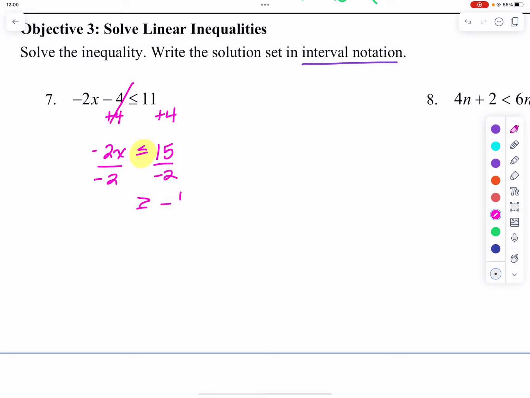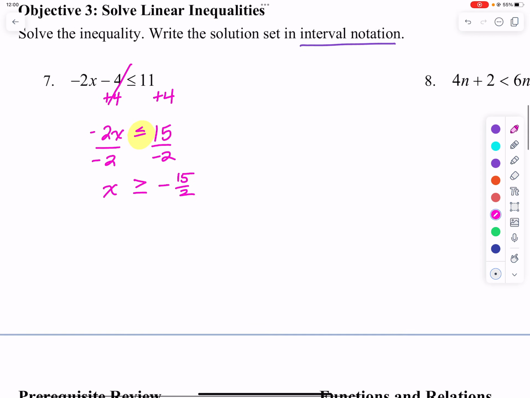So we will have -15/2. And we end up with an x. So x is greater than or equal to -15/2. Let's go to a number line. And we have greater than or equal, and we want everything larger. So we have -15/2 to infinity as our solution.